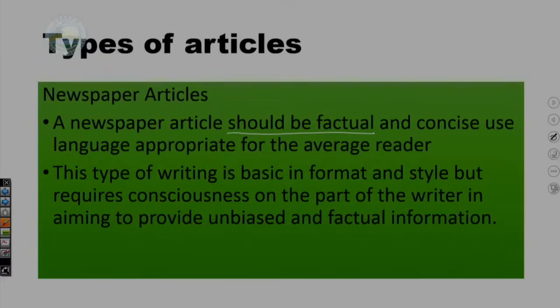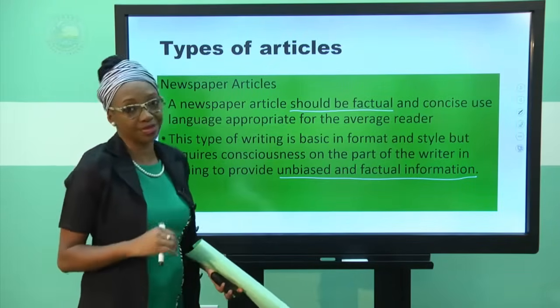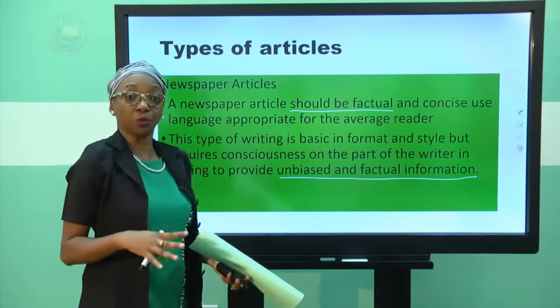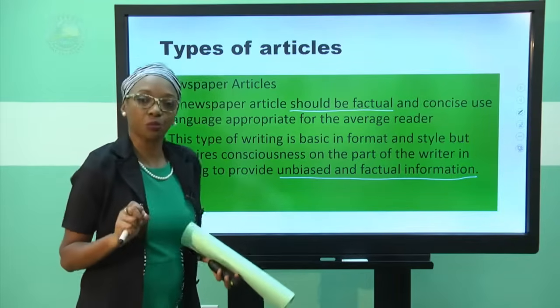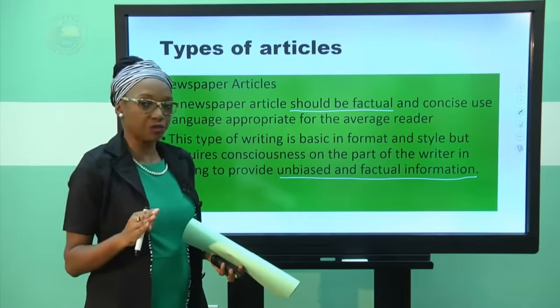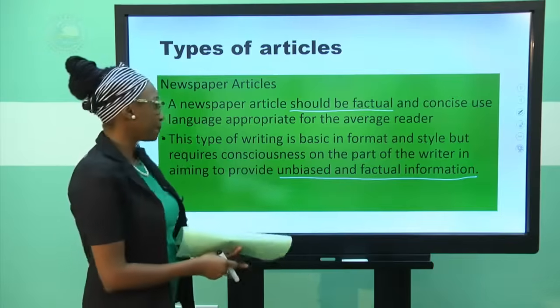This type of writing is basic in format and style, but requires conscientiousness on the part of the writer in aiming to provide unbiased and factual information. This is really important because we rely on those who provide us with news to ensure that they are unbiased and factual in what they're telling us. We're not looking at our news to be persuaded, because expository writing is not about persuasion. It is about presenting the facts, presenting the basic information that leaves us to be able to draw our own conclusions and make our own determination.